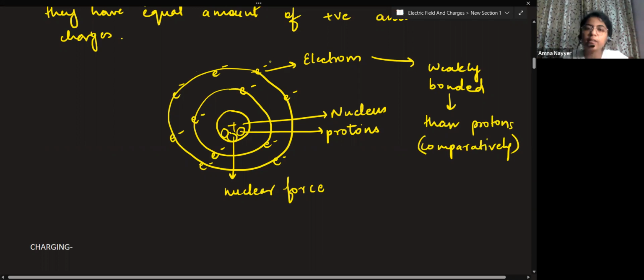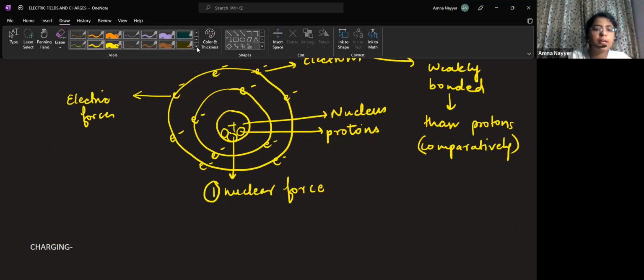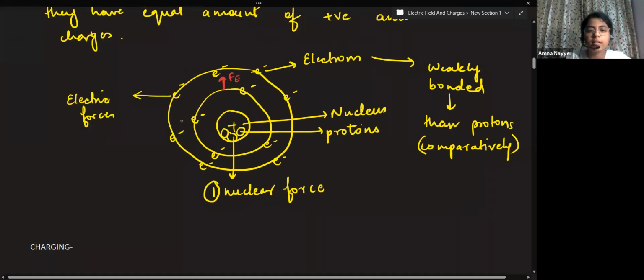And apart from this, we'll study electric force in detail, but just remember, whenever a positive charge is there and a negative charge is also there, it results in electric forces as well. So there are two kinds of forces occurring. One is the nuclear force, which occurs within the nucleus where protons are accumulated. Apart from this, there are electric forces, occurring because of the presence of positive and negative charges.